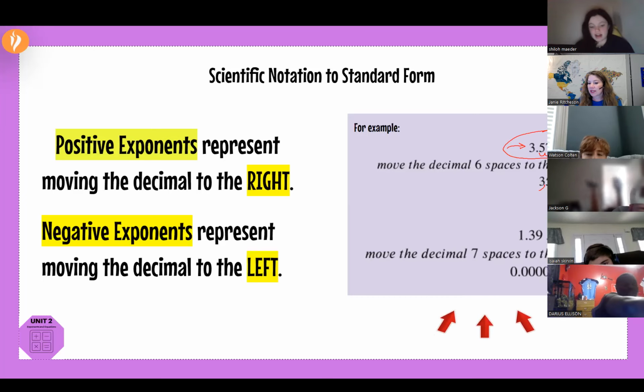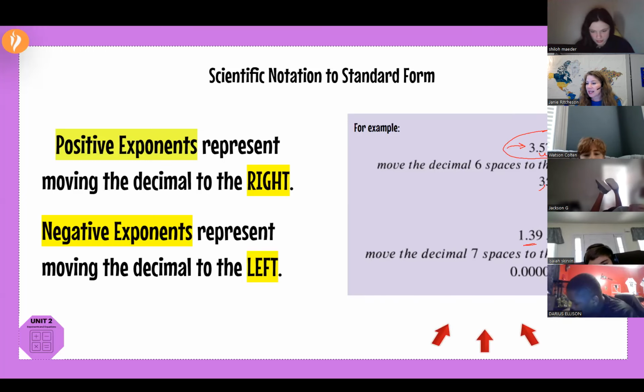All right, this one down here, first of all, I see a negative exponent, which means this number is going to get even smaller. My exponent tells me how many times I'm moving my decimal. So we're going to move our decimal 7 times to the left. So it was here, but we're moving it 1, 2, 3, 4, 5, 6, 7.